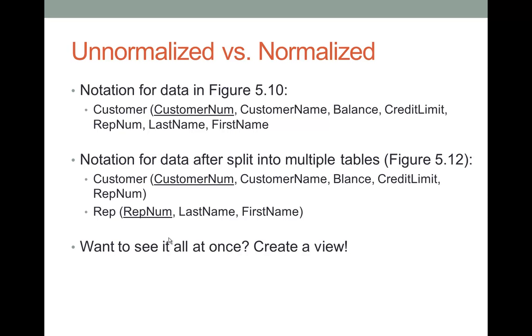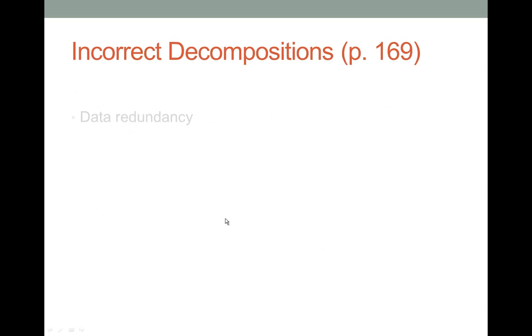Before we go into fourth normal form, we need to talk for a minute about what can happen if you break this down into multiple tables erroneously, or what the author calls incorrect decompositions. One big problem with incorrect decompositions is data redundancy. They give you an example of that in figure 5-13 on page 170. Here, this is an incorrect decomposition of the customer table. And figure 5-14 is another, different incorrect decomposition of the customer table.